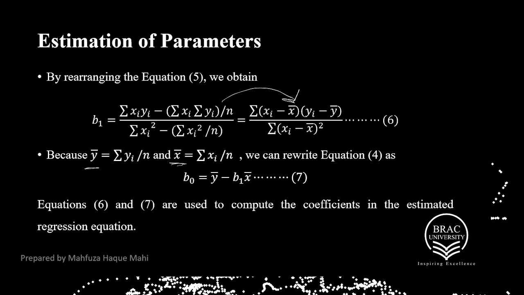So here in equation 6, you can see that we have the formula for b1, and in equation 7 we have the formula for b0. These b0 and b1 are the estimates which we need to determine our regression equation.